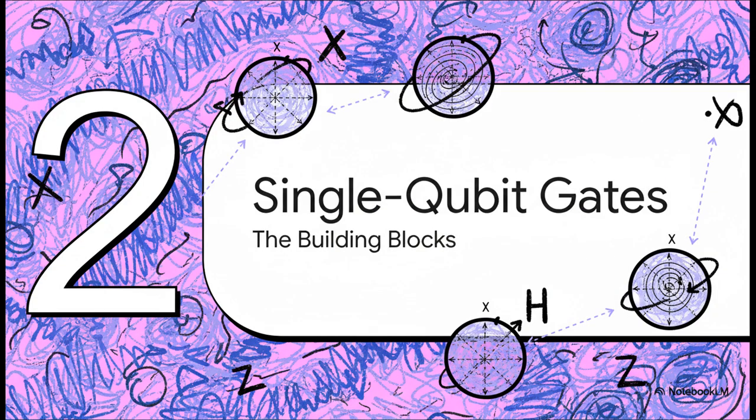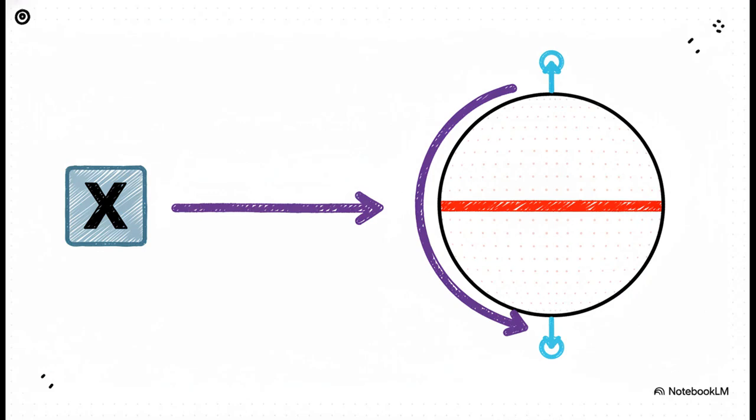Okay, time for the main event. Let's see how this all works in practice. We're going to look at the most fundamental single-qubit gates, and for each one, we'll understand it not just as some abstract matrix, but as a very specific, very intuitive rotation on our Bloch sphere. First up, the Pauli-X gate. This is basically the quantum version of a classical NOT gate.